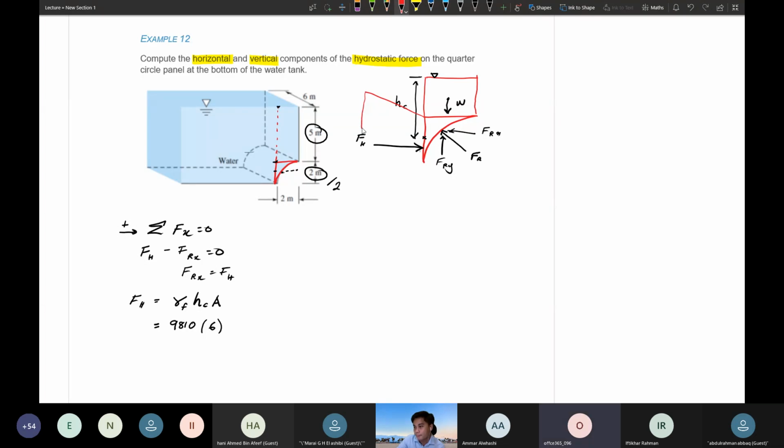Okay, what's the value of this rectangle? This is 6 meters. What's the height of this? 6 times 2. Alright, so 6 times 2. Please help me calculate. So what's the value?